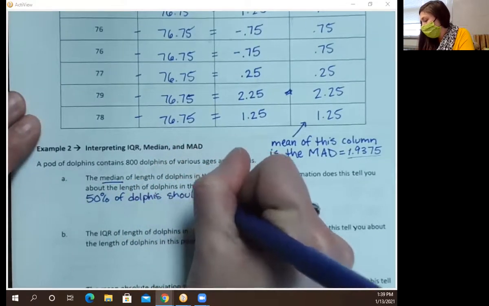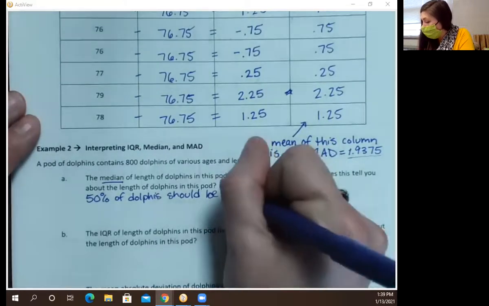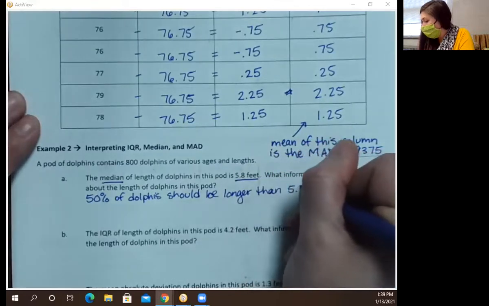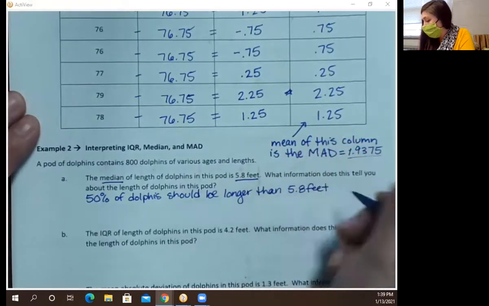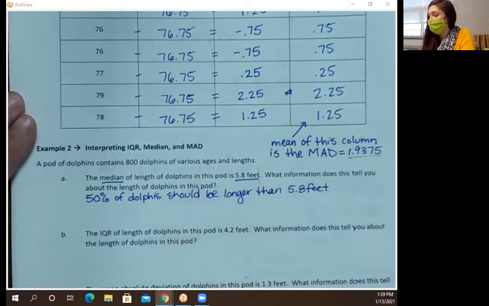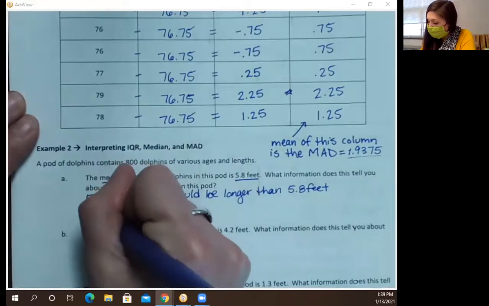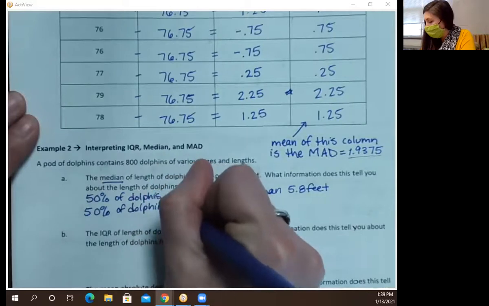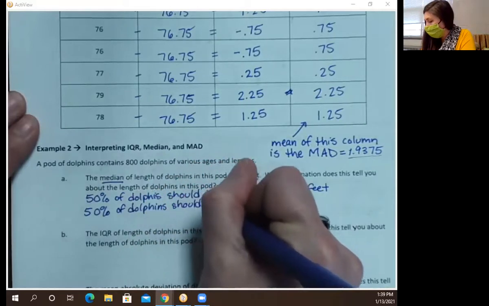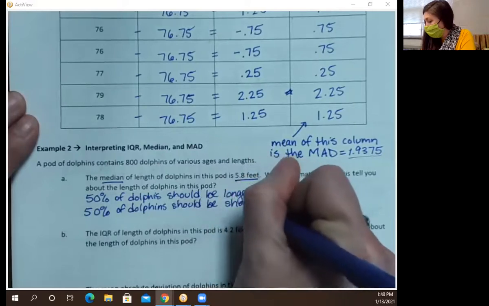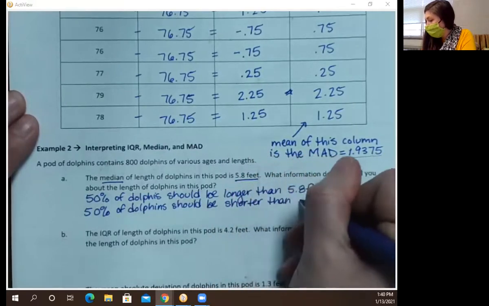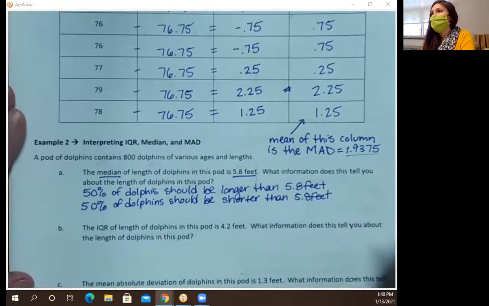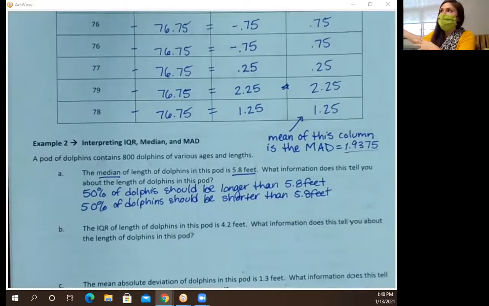should be longer than 5.8 feet. And then the other 50% should be shorter than 5.8 feet. That median cuts our data in half, right? So I'll have a short half and a long half for my dolphins.